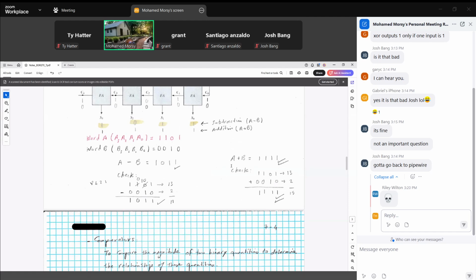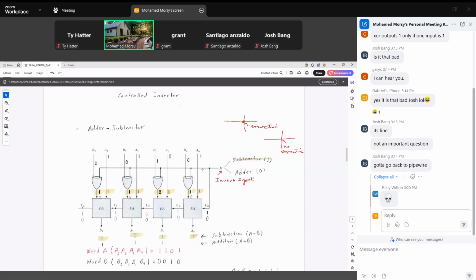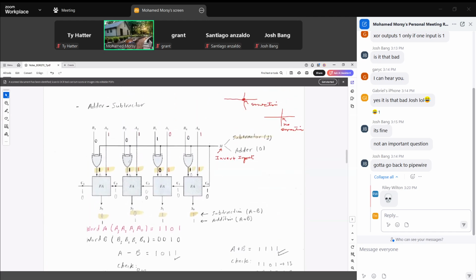Any question here? Any question? Professor, do we need to draw this out or write the numbers down, or do questions like this on the exam? What is that again? Do we need to do this on the exam?